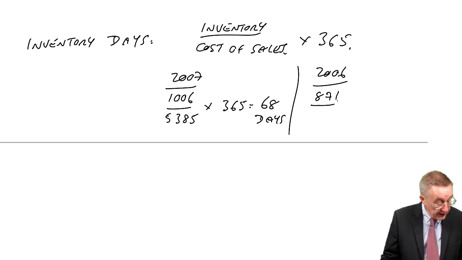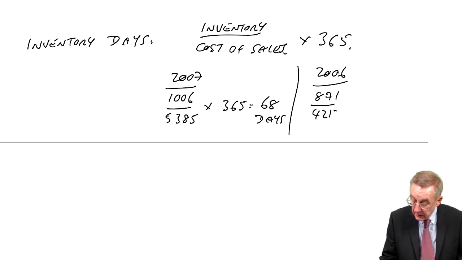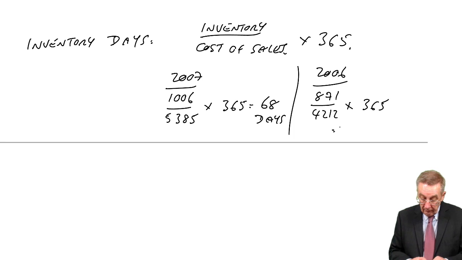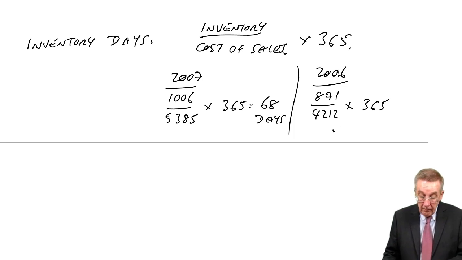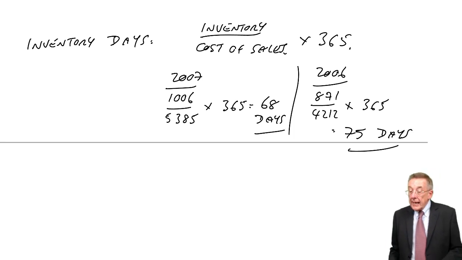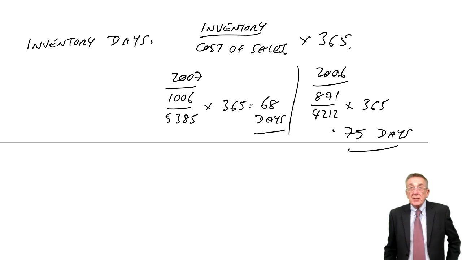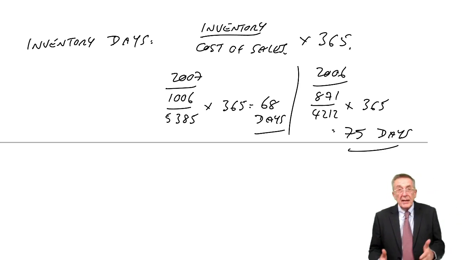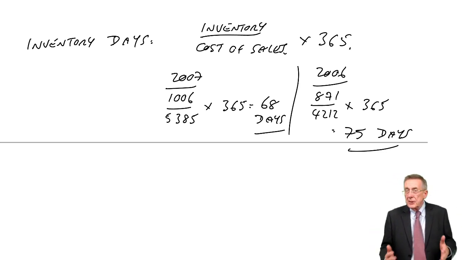Before I make any comment, let's just look at the previous year. 871 inventory, cost of sales 4212. At 75 days. Now again, it's difficult to say too much here because it so much depends on the type of business. But you'd really normally want to keep that as low as you could.